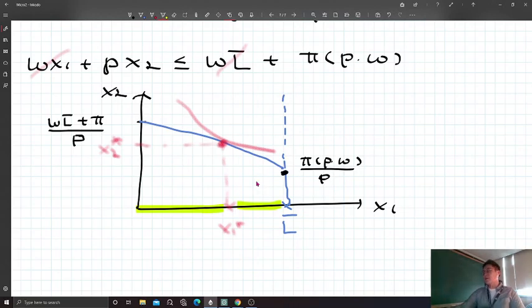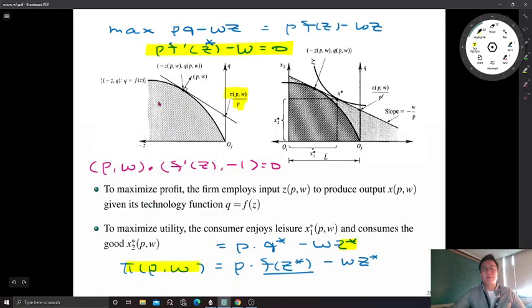And just as we combined two problems in the pure exchange economy, where we had two consumers' problems and combined them with an Edgeworth box, we can do a similar job here. So this is the consumer's problem, and this was the firm's problem. Then we can combine these two graphs in this way.